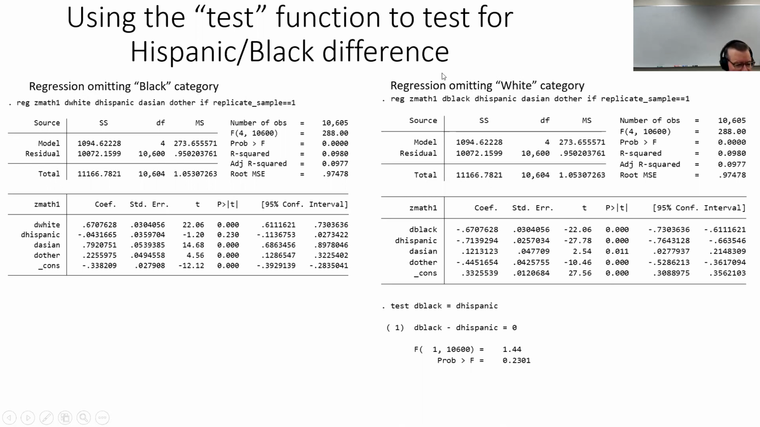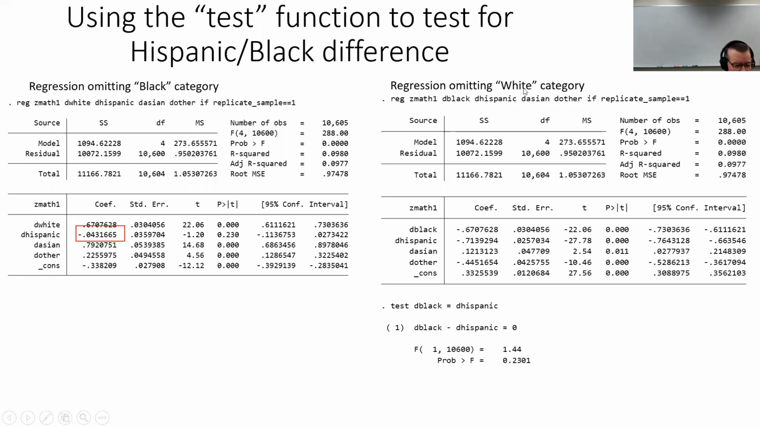And one of the purposes here is to show this test function that we talked about in the previous lecture. All right, so what's going on here? If you look to the left-hand regression at the Hispanic coefficient, we've omitted the Black category. So the minus 0.043 is the difference between Hispanics, the included group, and Blacks, the omitted group.